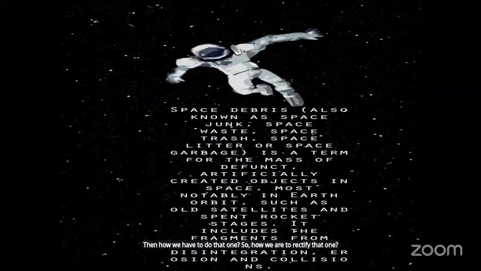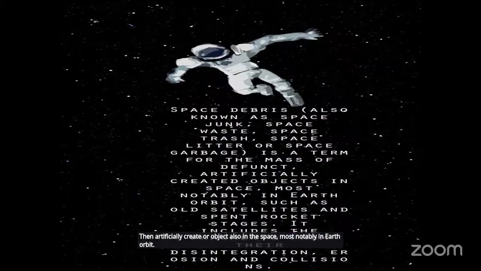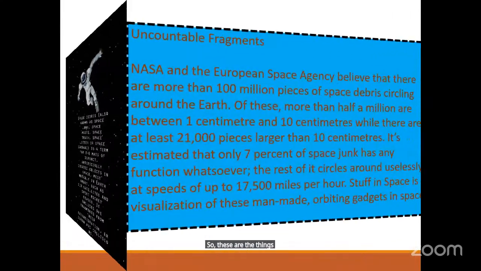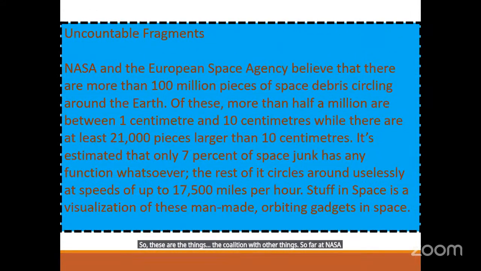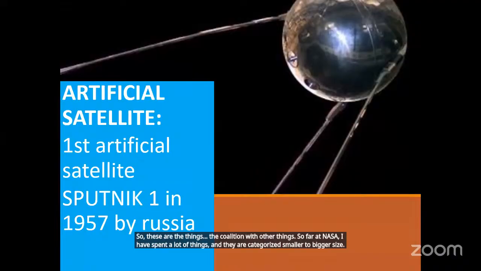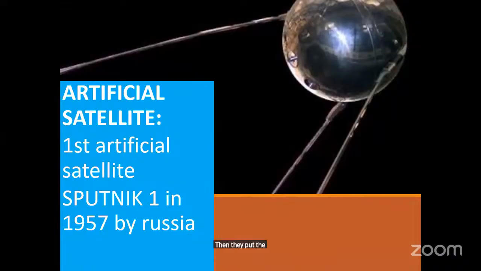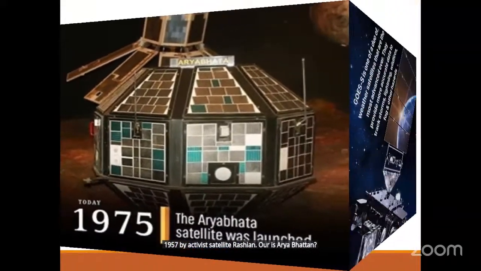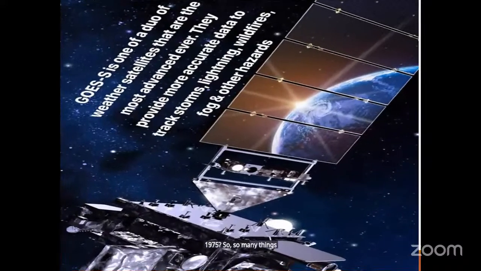Space debris is artificially created objects in space, most notably in Earth orbit, such as old satellites that are still available, and rockets, different stages, different parts. So these are the things that collide with other things. For that, NASA has spent a lot, and they categorize debris from smaller to bigger sizes. Then Sputnik 1 was put up in 1957 as the artificial satellite by Russia. Ours is Aryabhatta in 1975. So many things, and space stations are available.